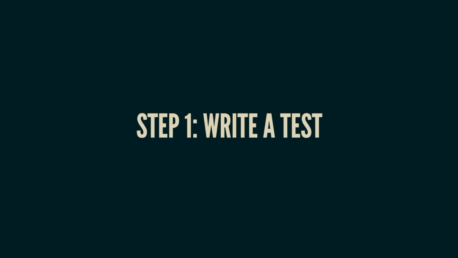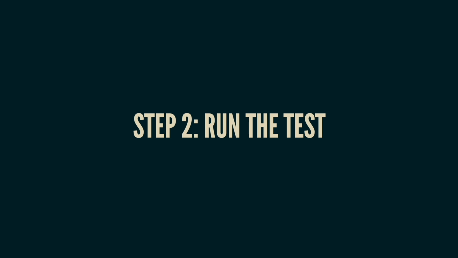The first one is write a test. Start implementing the feature by creating a test that defines the behavior you want to implement in your software. This test should initially fail since the code to fulfill this behavior hasn't been written yet. This step we already made by writing a test for a function sum, even if this function does not exist yet. The next step is run the test.